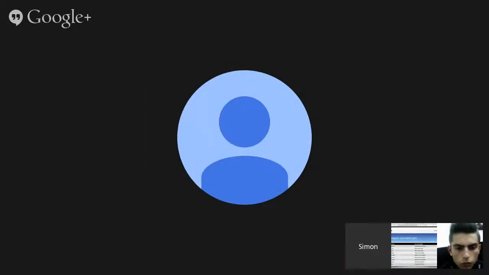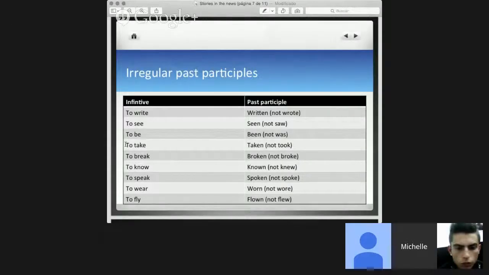To take, taken. It was taken from my car. Exactly. You could say my radio was taken from my car. So you're not going to say my radio was took, right? Because took is the past simple and taken is the past participle.